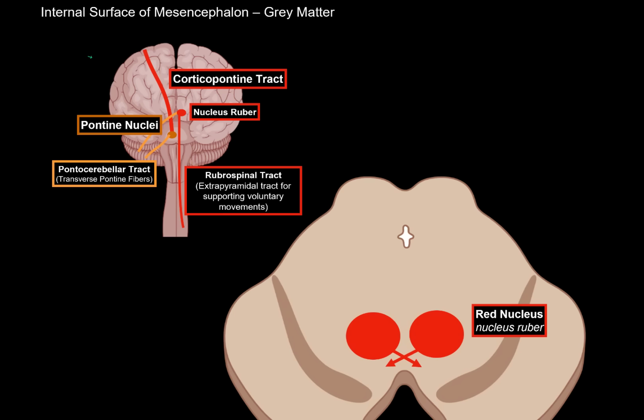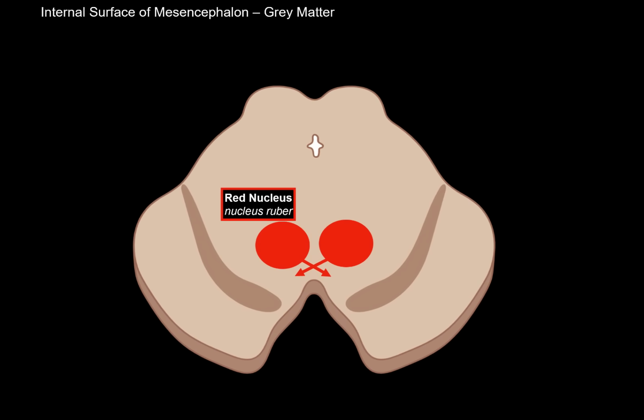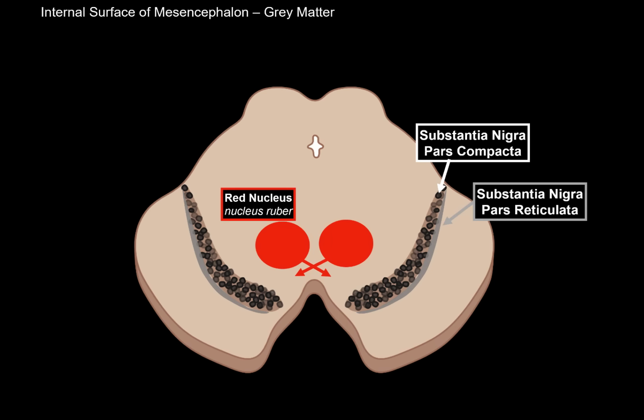But tracts may even come directly from the cortex to the nucleus rubri. But this right here is the most important pathway when talking about these nuclei. After that, we have the substantia nigra. Substantia nigra is actually made up of 2 distinct regions, the substantia nigra pars compacta and substantia nigra pars reticulata. When we talk about the substantia nigra, we generally mean pars compacta, because this is the most significant one.